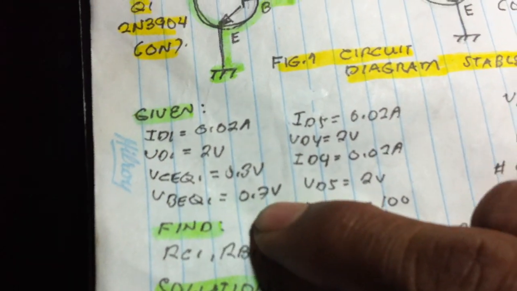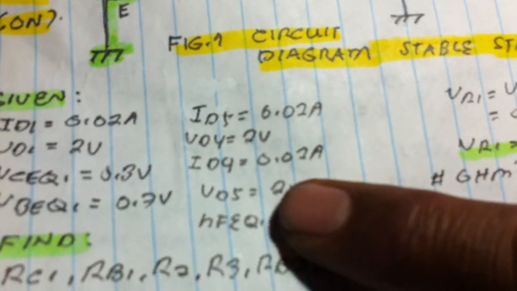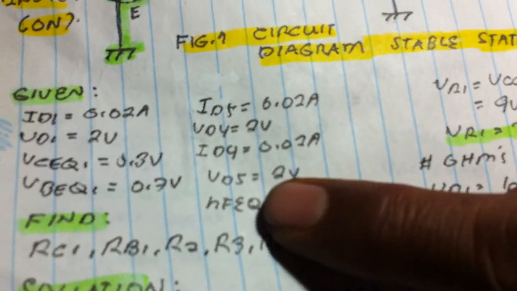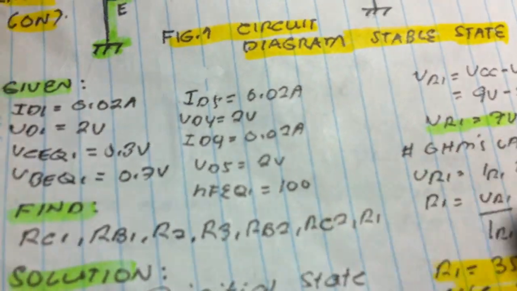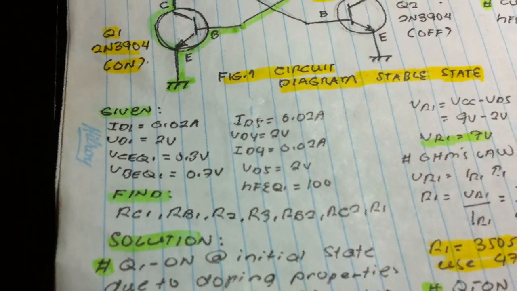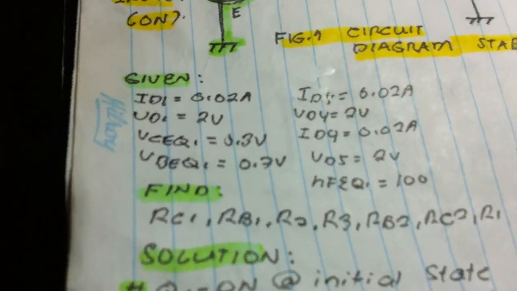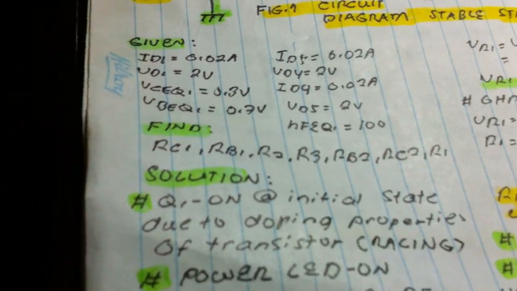0.3 for Q1, 0.7 for IB, voltage D4, ID4. We have here 2 volts for the diode and an HFE of 100. That is given according to the data sheet of the LED and the transistor. We're going to find all the values of the resistors.